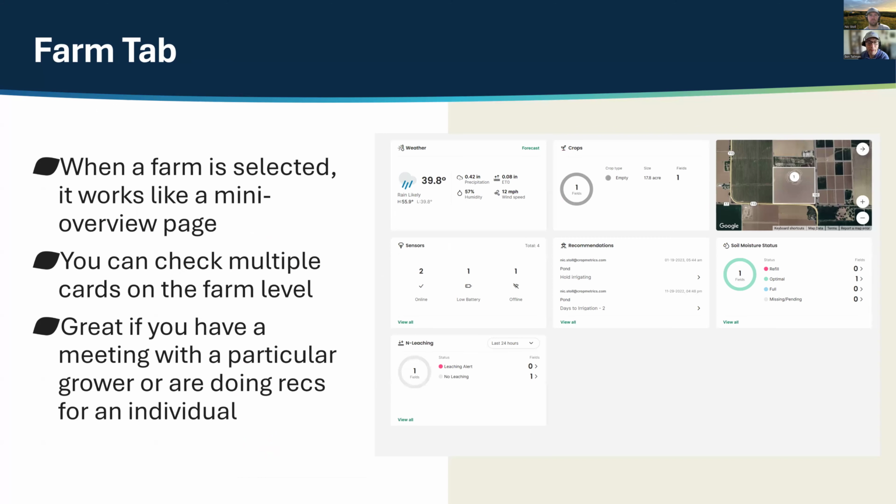And basically, when a farm's selected, it's working like a mini overview page. This is very similar to what we have on the overview page for all of your fields and farms, but this is just highlighting all the fields within one farm. So this is just a neat way if you want to highlight a farm, if you're having a meeting with a grower, or you're writing recommendations for a specific grower, this is a way to just highlight with that individual and see all the fields under there. And basically, you treat this like an overview page, except very hyper focused on that individual farm that you want to be looking at that particular time. Just an easier way to go ahead and manage a larger operation if you have one.